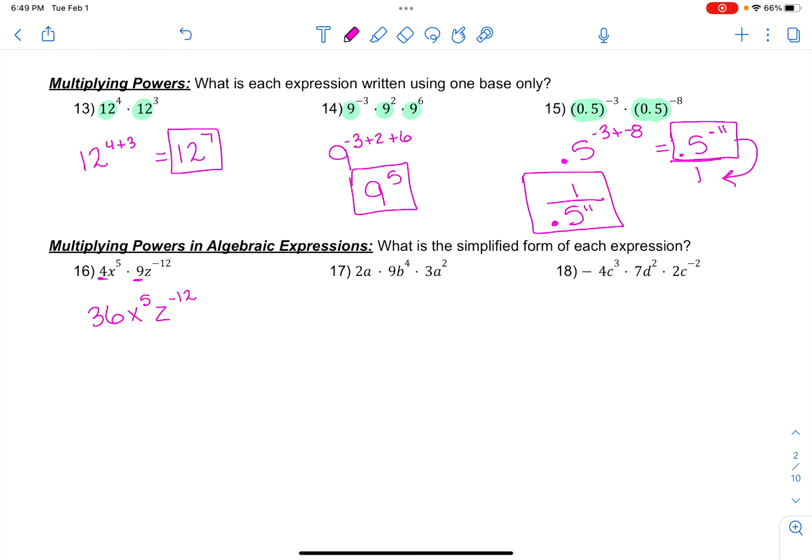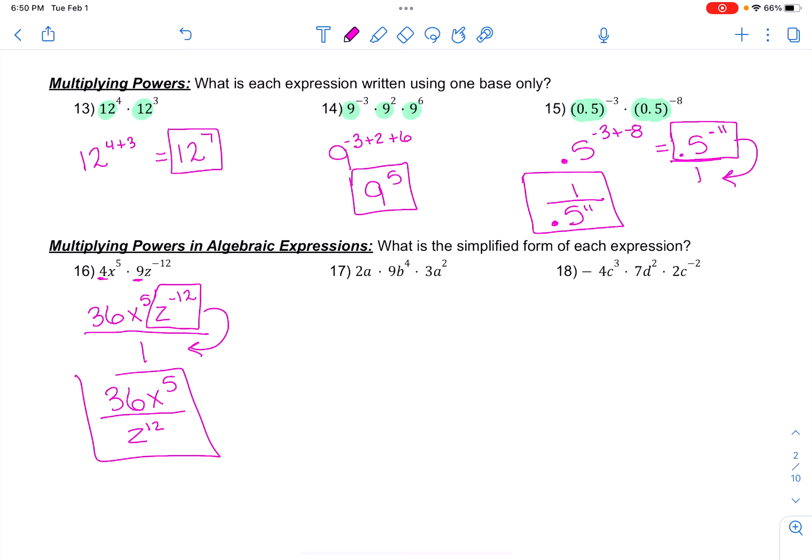But now we notice that we have this negative exponent. So remember, if this is over that imaginary 1, in order to make that exponent positive, it has to get moved down. So up top, we just have that 36x to the 5th. And then on bottom, we will have z to the 12th.